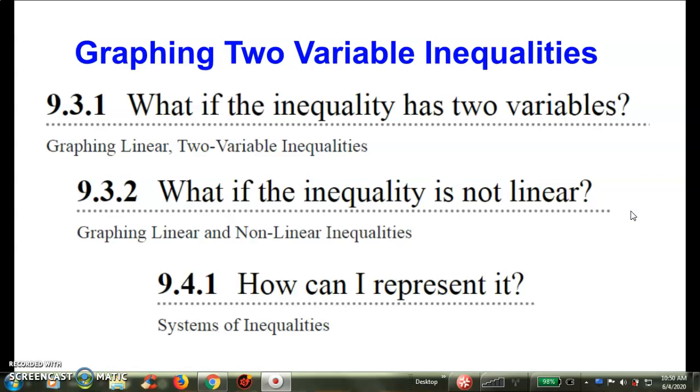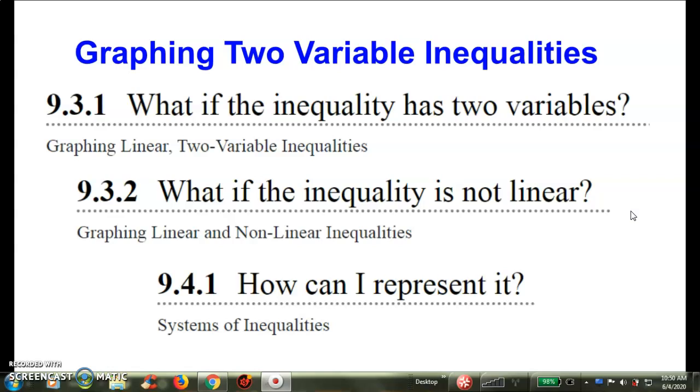Yesterday's lesson was a lesson where you reviewed graphing inequalities in one variable. I'm assuming that was work that you did in the 7th grade, so I'm hoping you didn't find that too difficult. But today we're going to move it ahead a little bit to graphing two-variable inequalities, so situations where there's an x and a y in each.